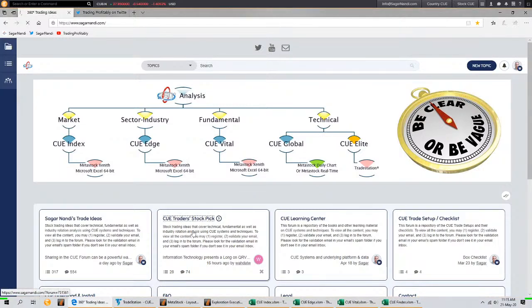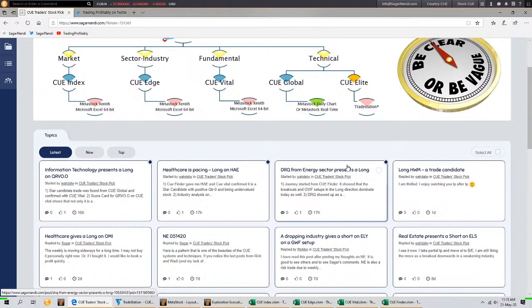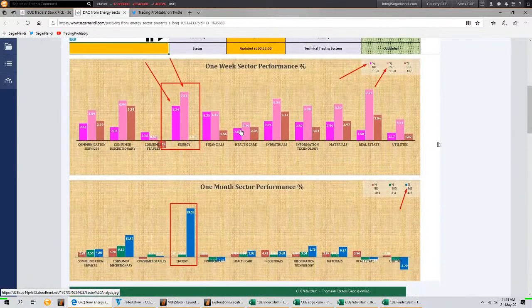That will alert me, so I can look into the posts, and when I look into the category, you can see the unread posts are highlighted. The earlier posts I have read already. They don't have this dot at the corner. Let's look at some of them. Let's start with DRQ. I haven't looked at it earlier. I'm going to look at it along with you.